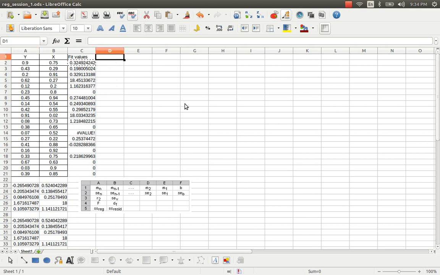So now the error, this is not the actual error. The error is going to be the actual value minus the fit value. So that should be the error. It is roughly 0.6 if you observe.